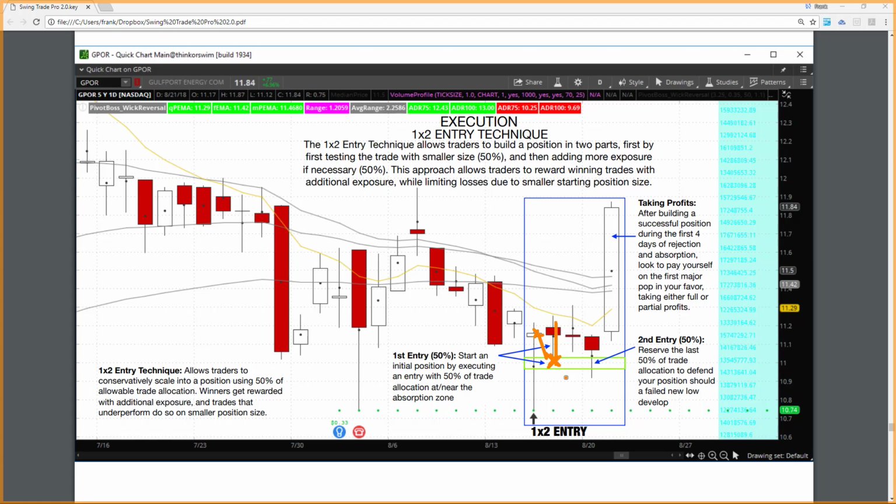Because at first it was here, it opens the next day and drops, you get it a little cheaper, and now you're in. On the second leg, again, I usually like to look for a failed new low to defend the trade. So right here, you would reserve the last 50% of trade allocation to defend your position should a failed new low develop. Those are just two of the areas where this could have been done, right? You also could have entered here 50% at the end of the day, and you could have added 50% there. You could have added 50% here to begin the trade and added the last 50 here, right?